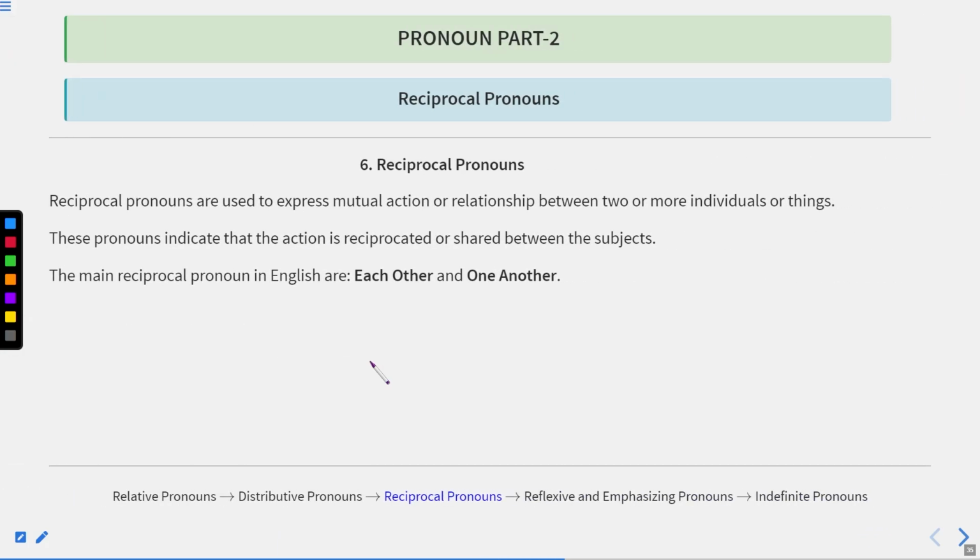Now, reciprocal pronouns. Reciprocal pronouns are used to express mutual action or relationship between two or more individuals or things. These pronouns indicate that the action is reciprocated or shared between these subjects. The main reciprocal pronouns in English are each other and one another. Each other is only used for two people, and when we talk about more than two people, we use one another. This is the basic difference between each other and one another.